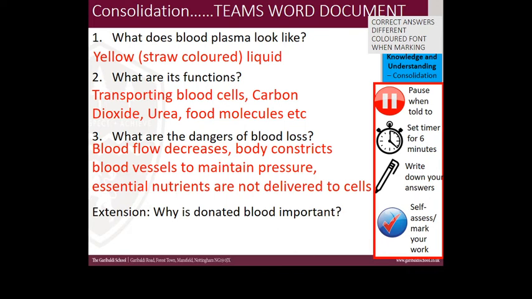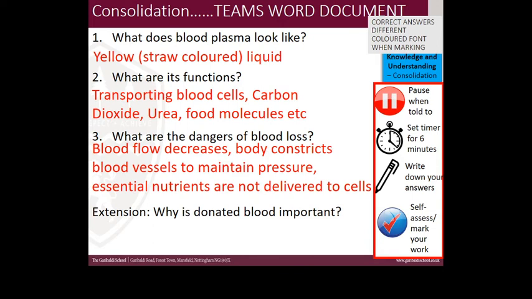Body constricts blood vessels to maintain pressure. Remember what I said? Blood helps to maintain the pressure in the body. If you're losing lots of blood, your blood vessels have to constrict, which means they get smaller, to try and increase blood pressure. And what happens if your blood pressure drops? You faint. This is why some people, when they have low blood pressure, tend to faint.